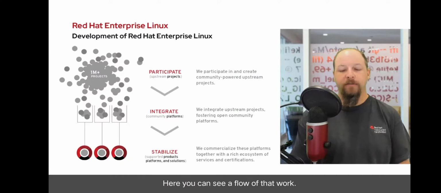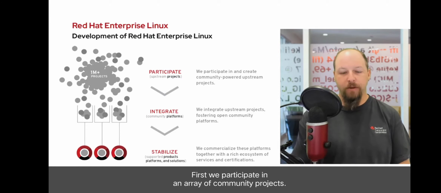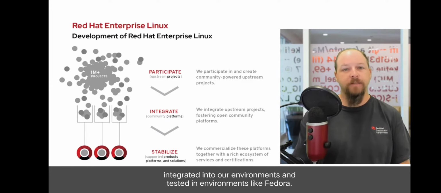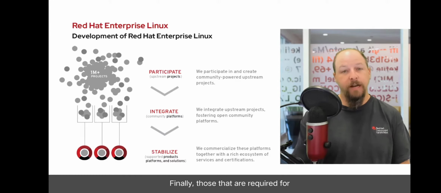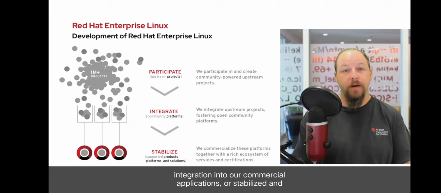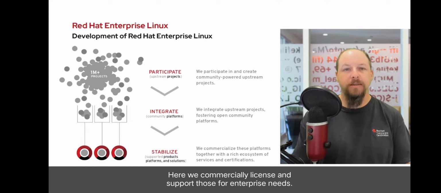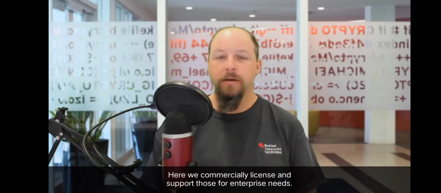Here you can see a flow of that work. First, we participate in an array of community projects. Those that prove worth their salt to be included in the operating system are then integrated into our environments and tested in environments like Fedora. Finally, those that are required for integration into our commercial applications are stabilized and included in the future releases of Red Hat Enterprise Linux. Here, we commercially license and support those for enterprise needs.